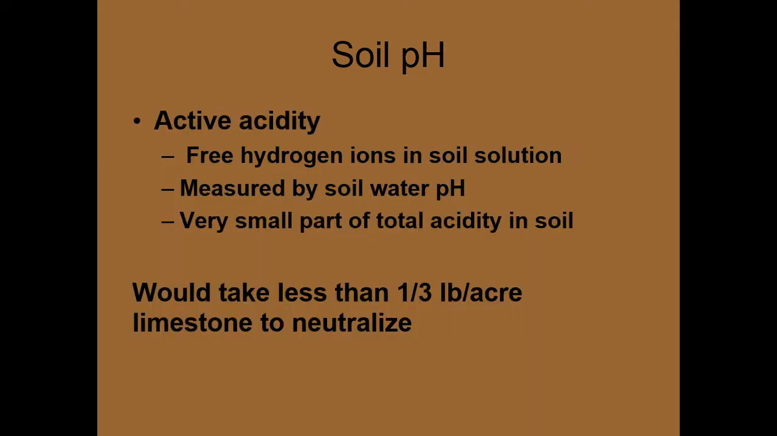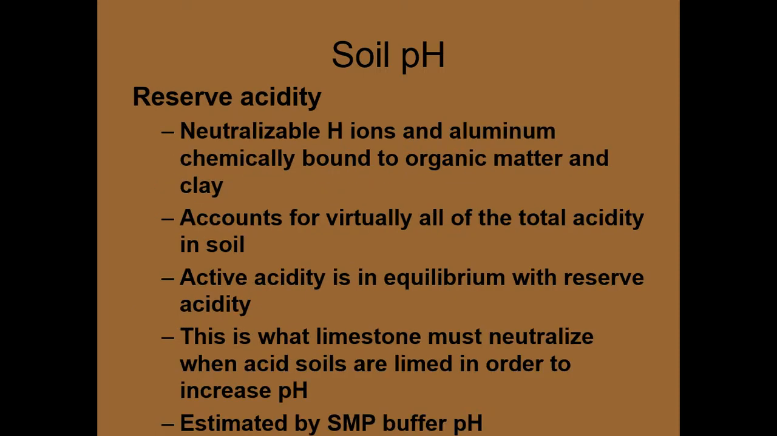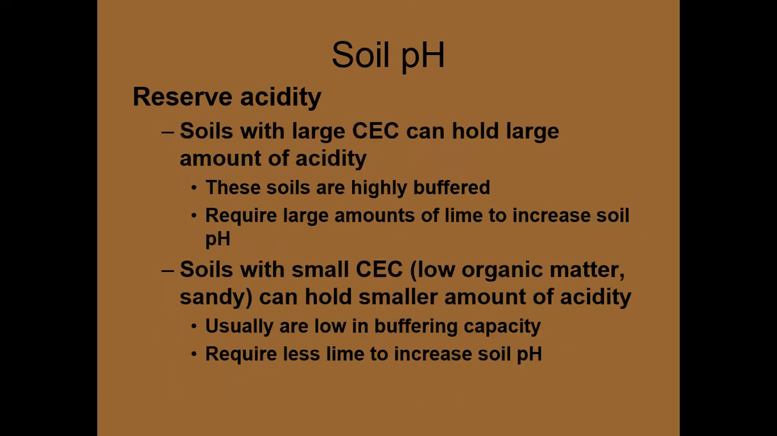The active acidity is the amount of free hydrogen ions in the soil solution. This is what we usually measure when we measure the pH using a soil and water method, and it's actually a very small part of the total acidity. It would take less than a third pound per acre of limestone to neutralize most active acidity. However, there's the reserve acidity, which is the soil's ability to buffer a change in pH. This accounts for the majority of the acidity in a soil, and is what limestone must really try to neutralize in acidic soils in order to increase the soil pH.